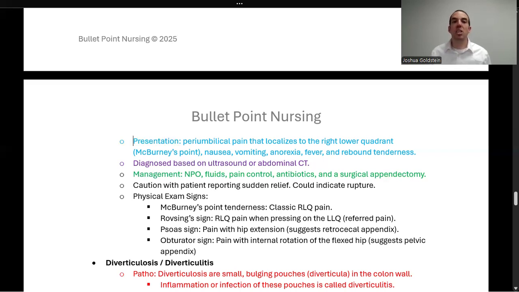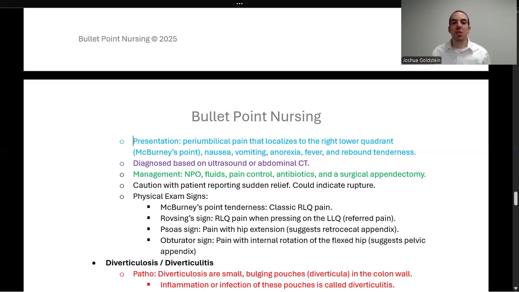That's called referred pain. Psoas sign is pain when you extend out your hip, and so you'd be more comfortable in the fetal position, but when you extend out the hip, you have psoas sign. Again, that's associated with appendicitis. And obturator sign is pain with internal rotation of the flexed hip. That's a little bit difficult for me to verbally explain to you, but you can definitely YouTube that or ChatGPT, then you'll find out right away.